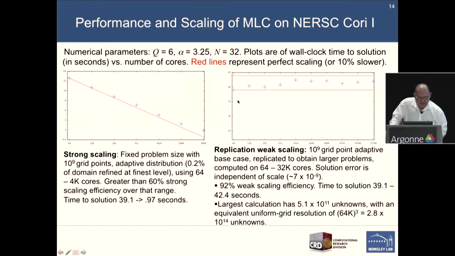So starting out here is 10 to the 9th grid points, and we get all the way up to 500 billion grid points, and we're weak scaling up to that point within 8%. And the equivalent resolution of this as an adaptive calculation is about 2.8 times 10 to the 14th unknowns. So if we tried to do this on a uniform rectangular grid, it'd be hopeless. So this is demonstrating adaptive works and scales.